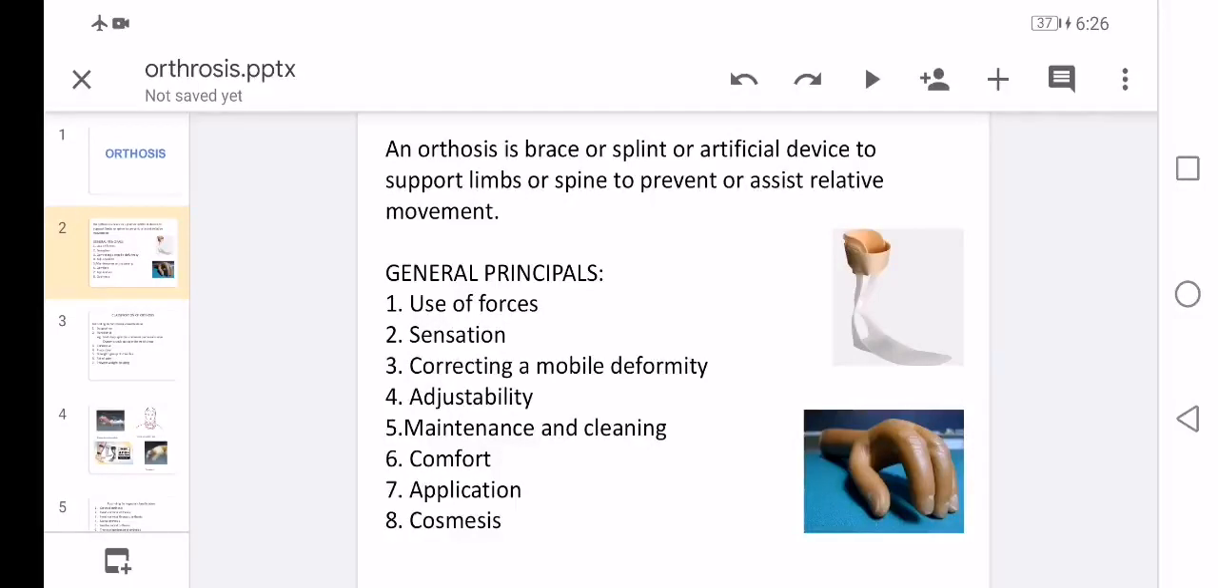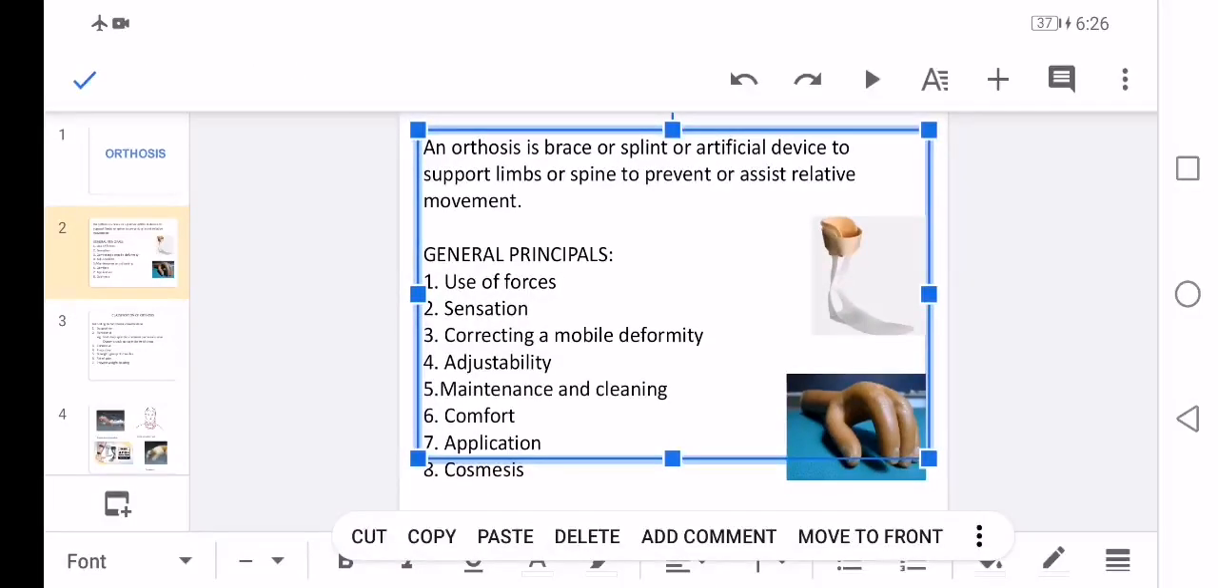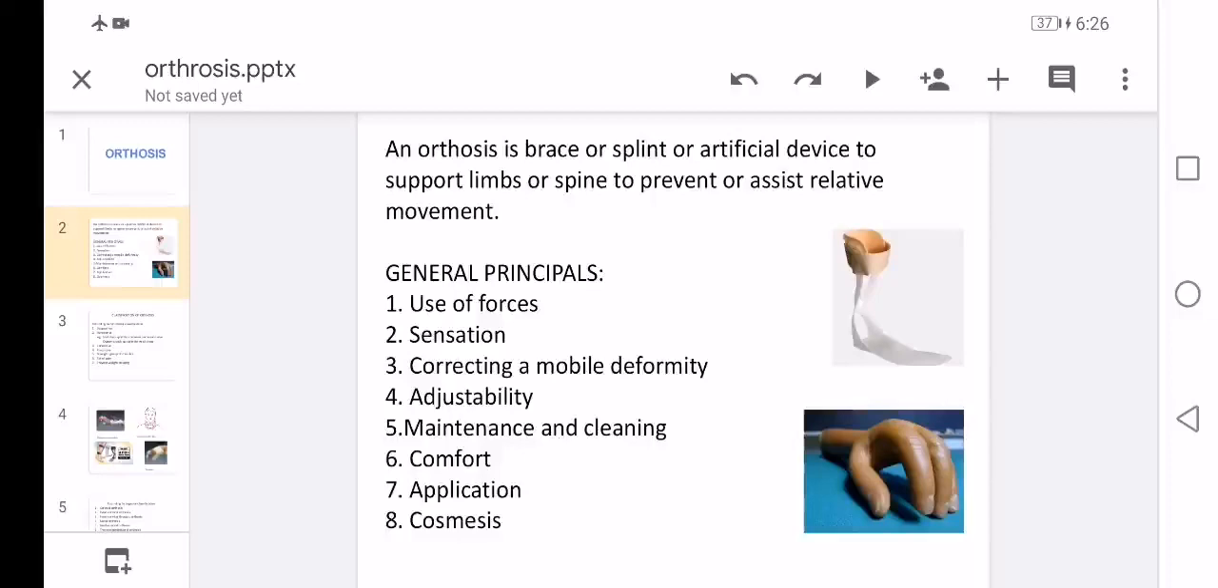We have adjustability, indicated for children to accommodate growth and for patients with some progressive disorders. We also have maintenance and cleaning. We have comfort, easy to wear and comfortable to use. This is possible when the forces meant for correction are distributed over the largest area. The seventh principle is application, with easy donning and doffing. And cosmesis is important, especially in the hand.